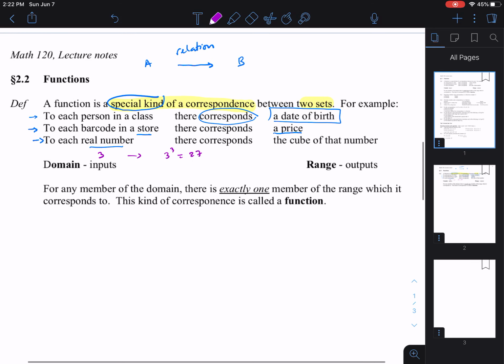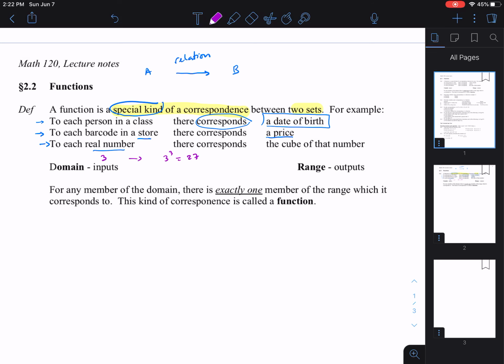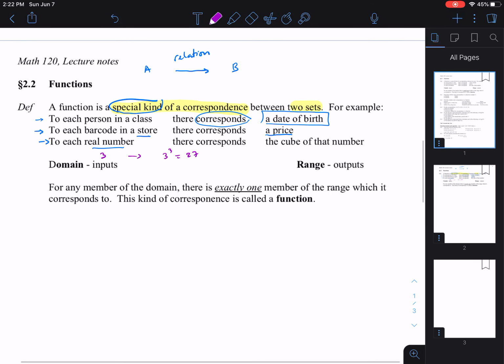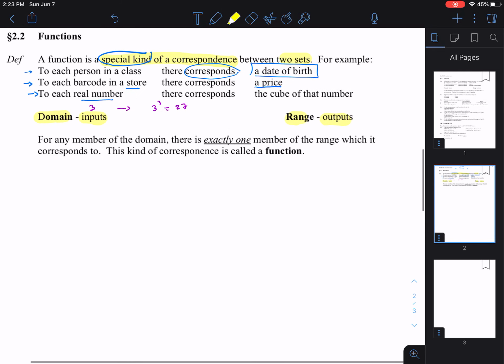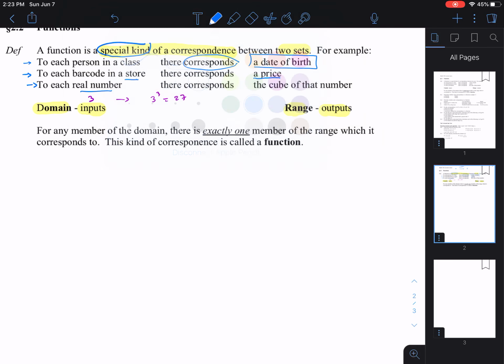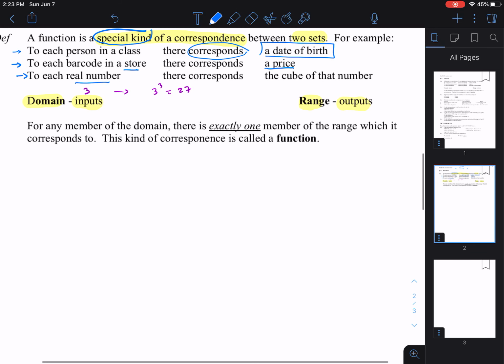The first set for the relation or the correspondence, we call the domain. The domain is the set of all inputs, and then we run those through the function and we get the outputs, and the set of outputs is called the range. Furthermore, for any member in the domain, there is exactly one member in the range to which it corresponds. This kind of correspondence is a function.